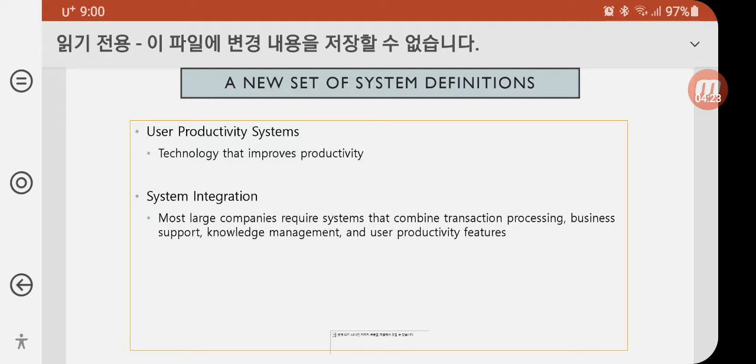User productivity systems are technology that improves productivity. For example, group email. Last, system integration. Most large companies require systems that combine transaction processing, business support, knowledge management, and user productivity features.